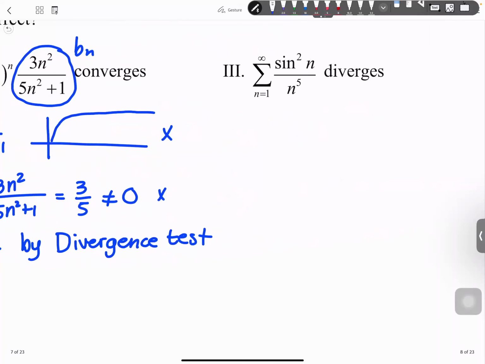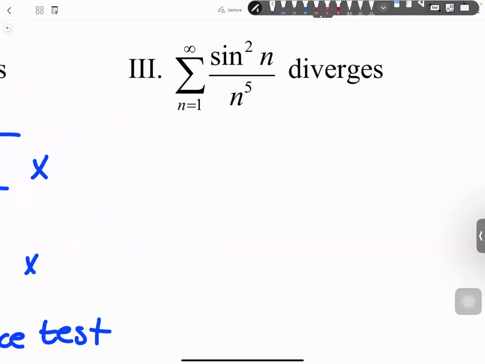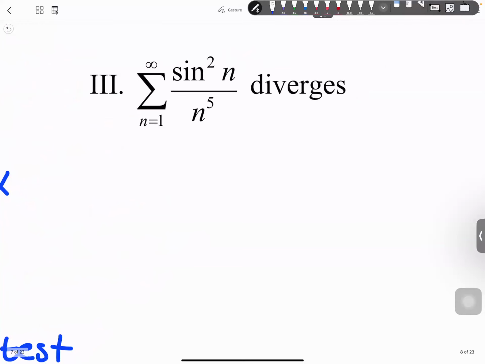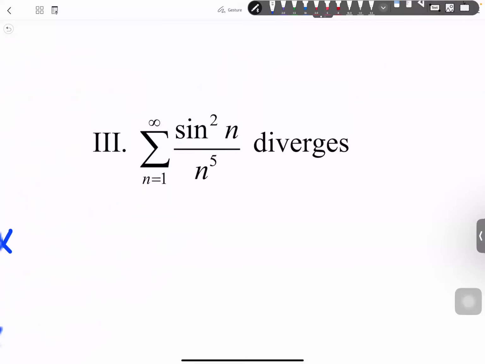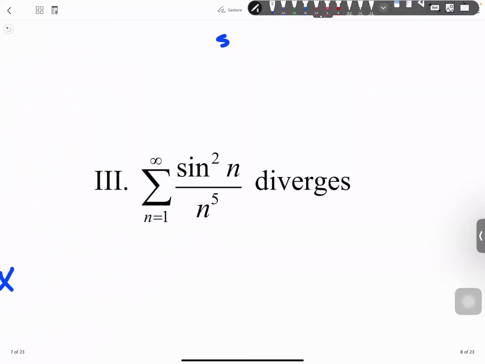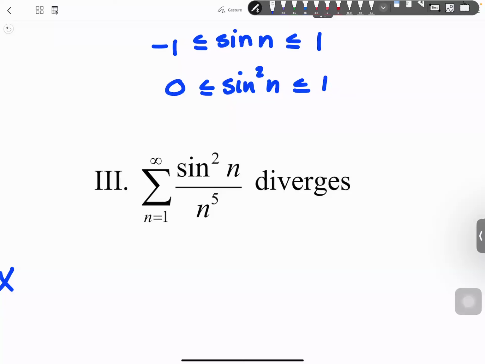All right, let's look at number 3. We have the sum of sine squared of n divided by n to the power 5, and it says that it diverges. So how would you approach this series? I would approach it with a comparison to a p-series. We know the following about sine of n. Sine of n will always be between what two values? -1 and 1. So if you square those values, sine squared of n will then always be between 0 and 1. So we know this about sine squared of n.